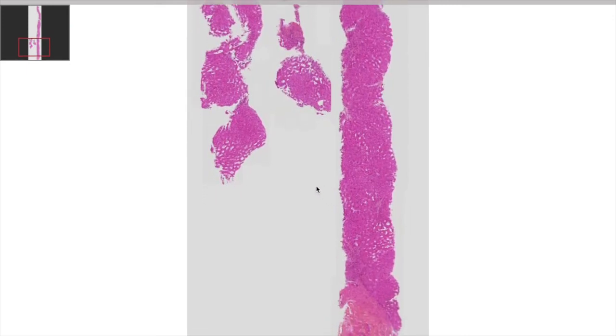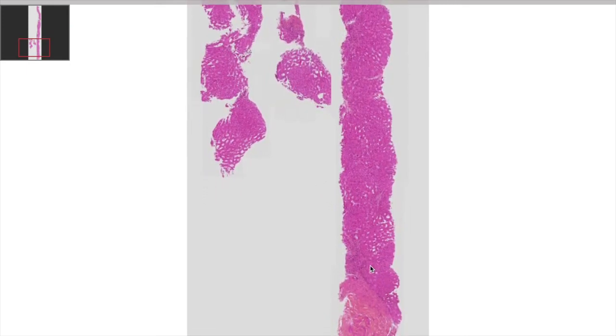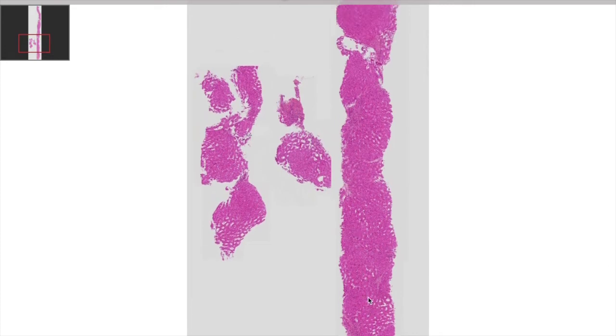You have here the slide of the biopsy. So we will have a quick look at low magnification. You have here the liver parenchyma. It doesn't seem fibrotic at this magnification. There is not an obvious alteration. Maybe some areas that look a little bit nodular here.